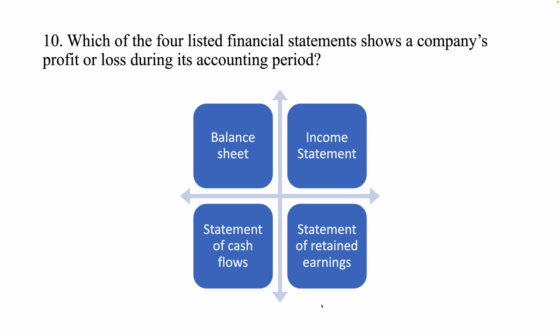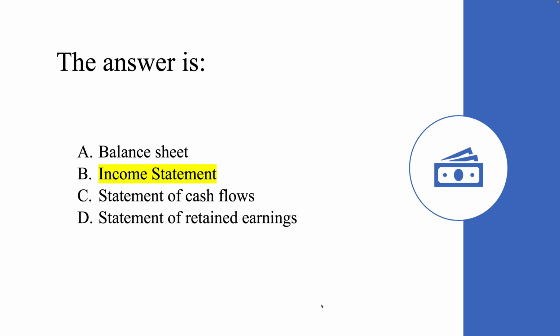Problem 10. Which of the four listed financial statements shows a company's profit or loss during its accounting period? Balance sheet, income statement, statement of cash flows, statement of retained earnings. And here, the income statement generally consists of revenues, expenses, gains, and losses from operating the business. So the answer is B, income statement, obviously.